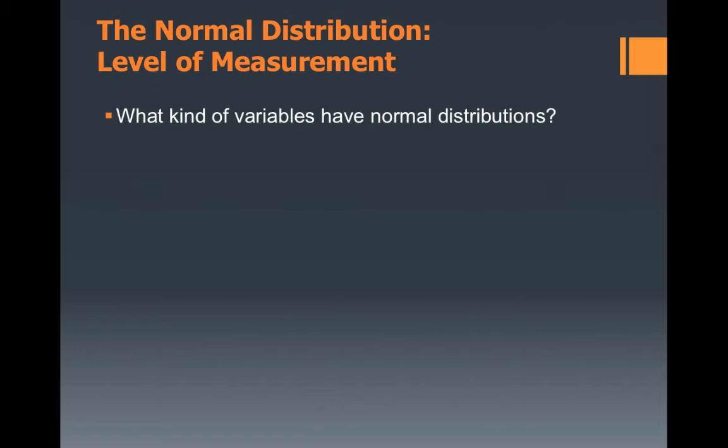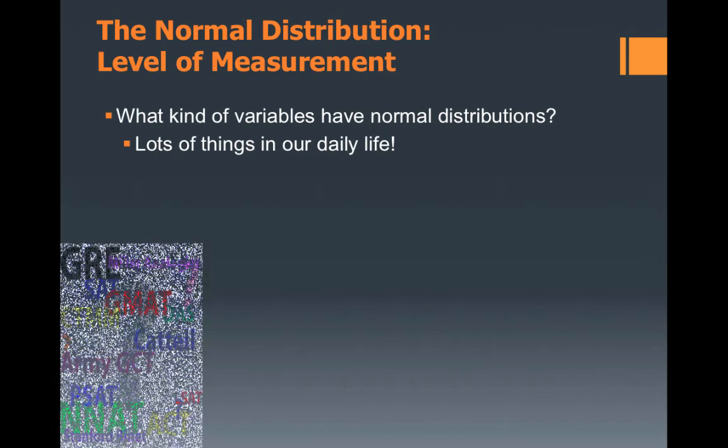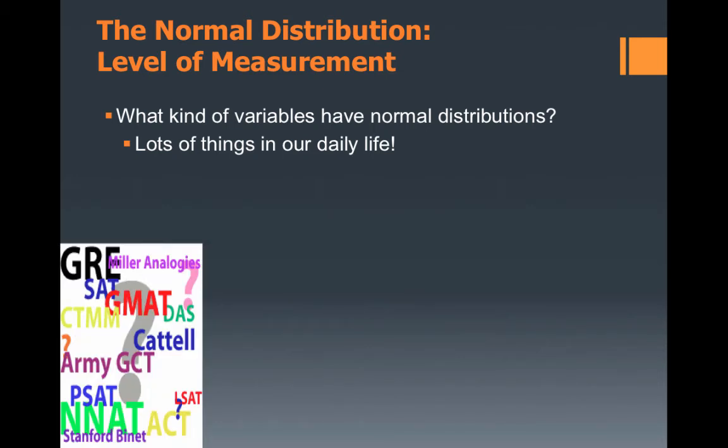So what kinds of variables have normal distributions? What do we mean by this, and what types of variables? Well, things in our daily life. So if you took the SATs, or if you've taken any type of standardized test, or if you're going to take the GRE for graduate school, really intelligence is normally distributed. We're going to have really, really smart people and not so really smart people, and then everywhere in between.